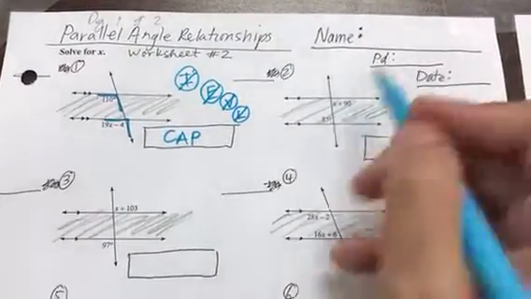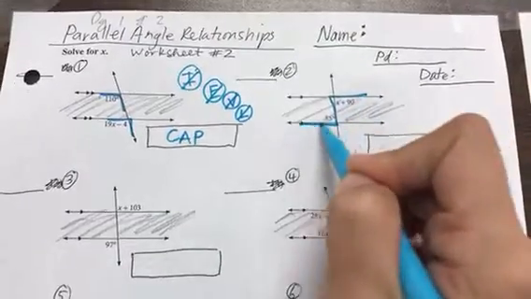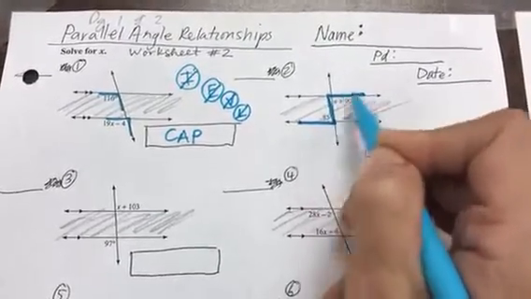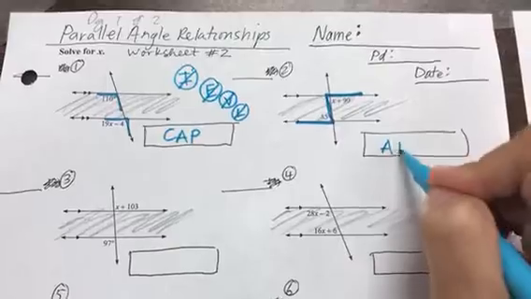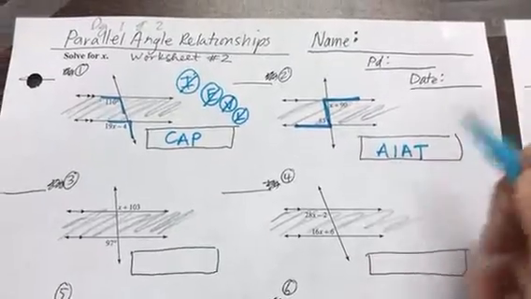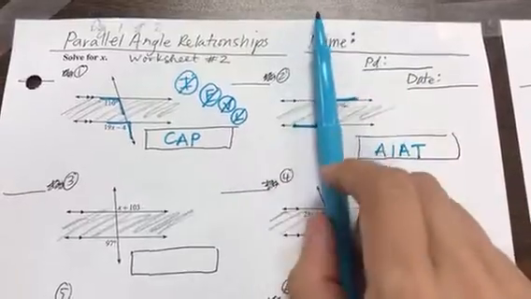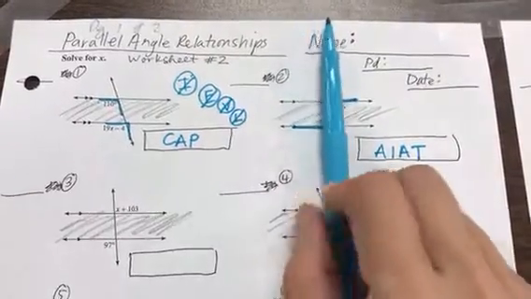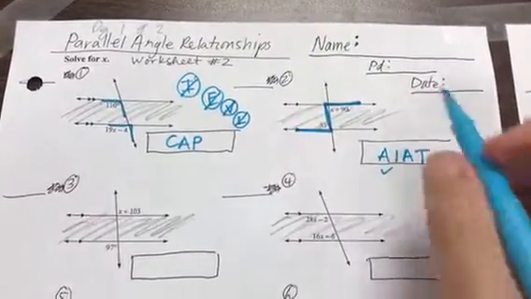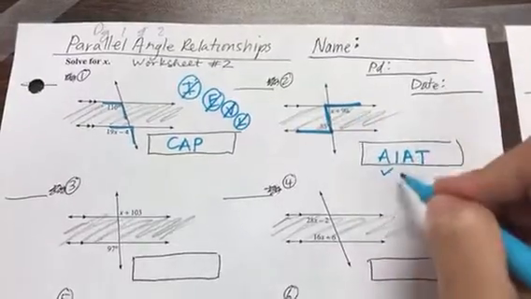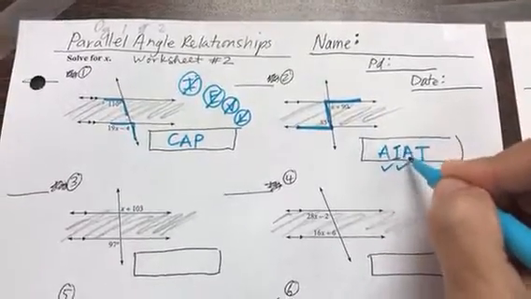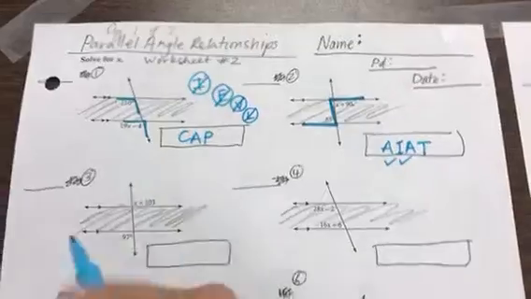Next one. Ooh, I see a Z. So I tell some folks, if it makes a Z, that spells A-I-A-T. Both of them are on alternate sides, the left and the right of this line. One's on the left, one's on the right. So I want to say alternate. Both of them got shaded, so I definitely want to say in the road and then angle theorem.